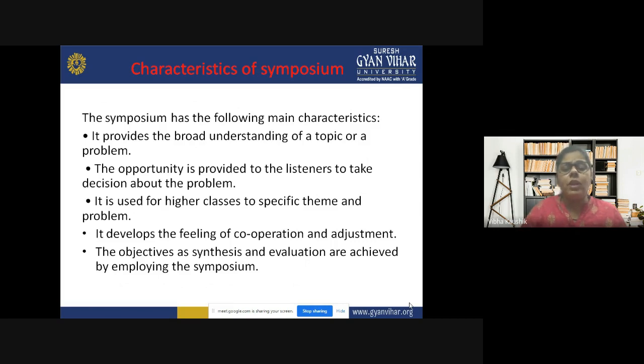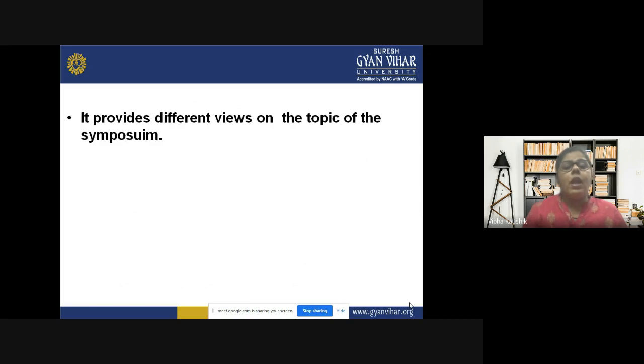Symposium develops the feeling of cooperation and adjustment among the panelists and the audience who is listening to that particular topic. The objectives of synthesis and evaluation are achieved by employing this symposium. Means you are able to achieve the objective of synthesis and evaluation if the teacher is conducting a symposium. It provides different views on the topic of the symposium.